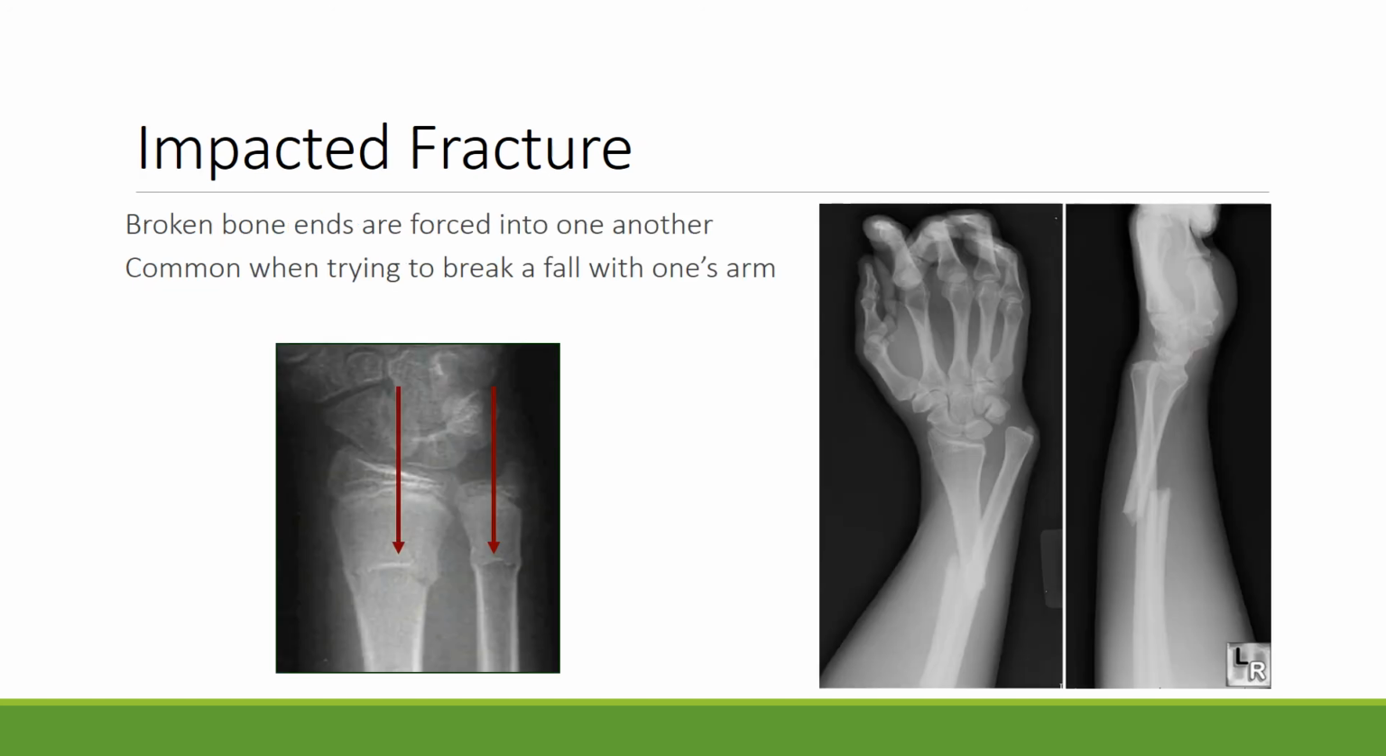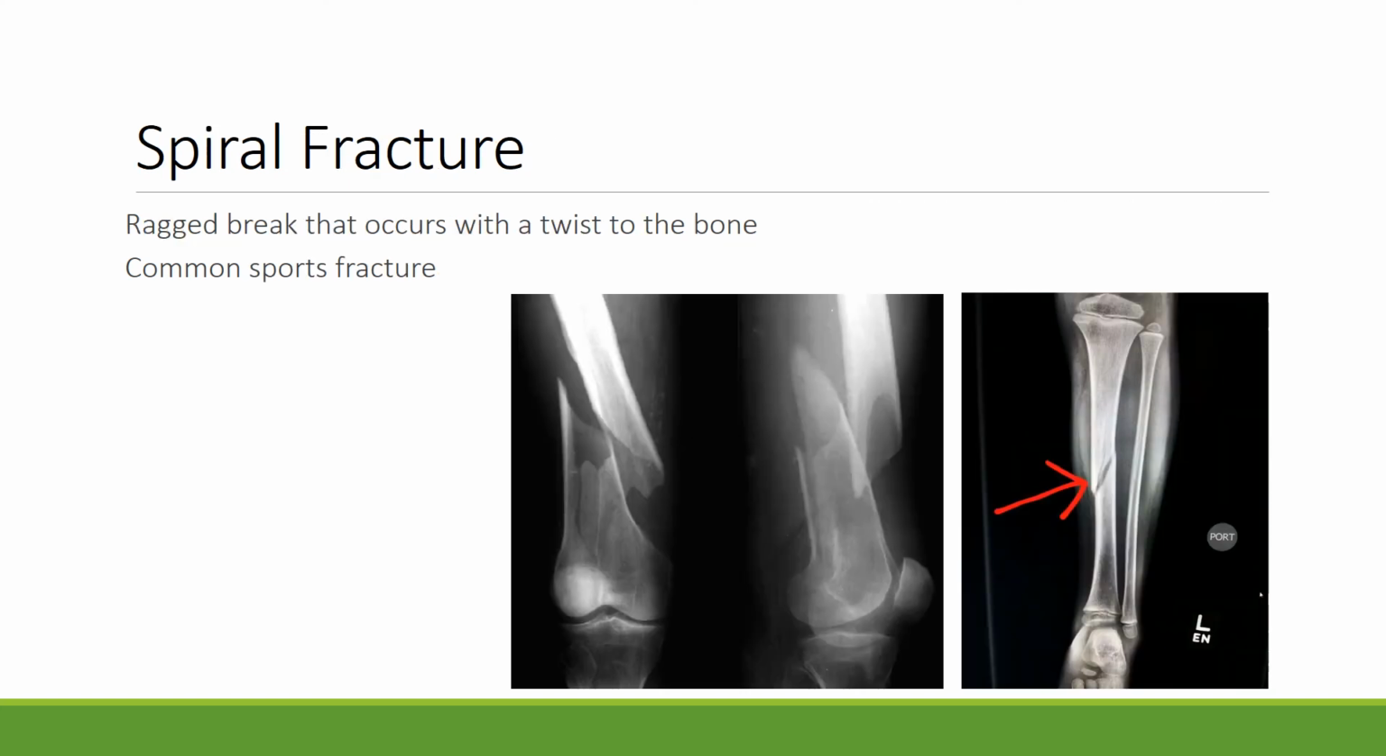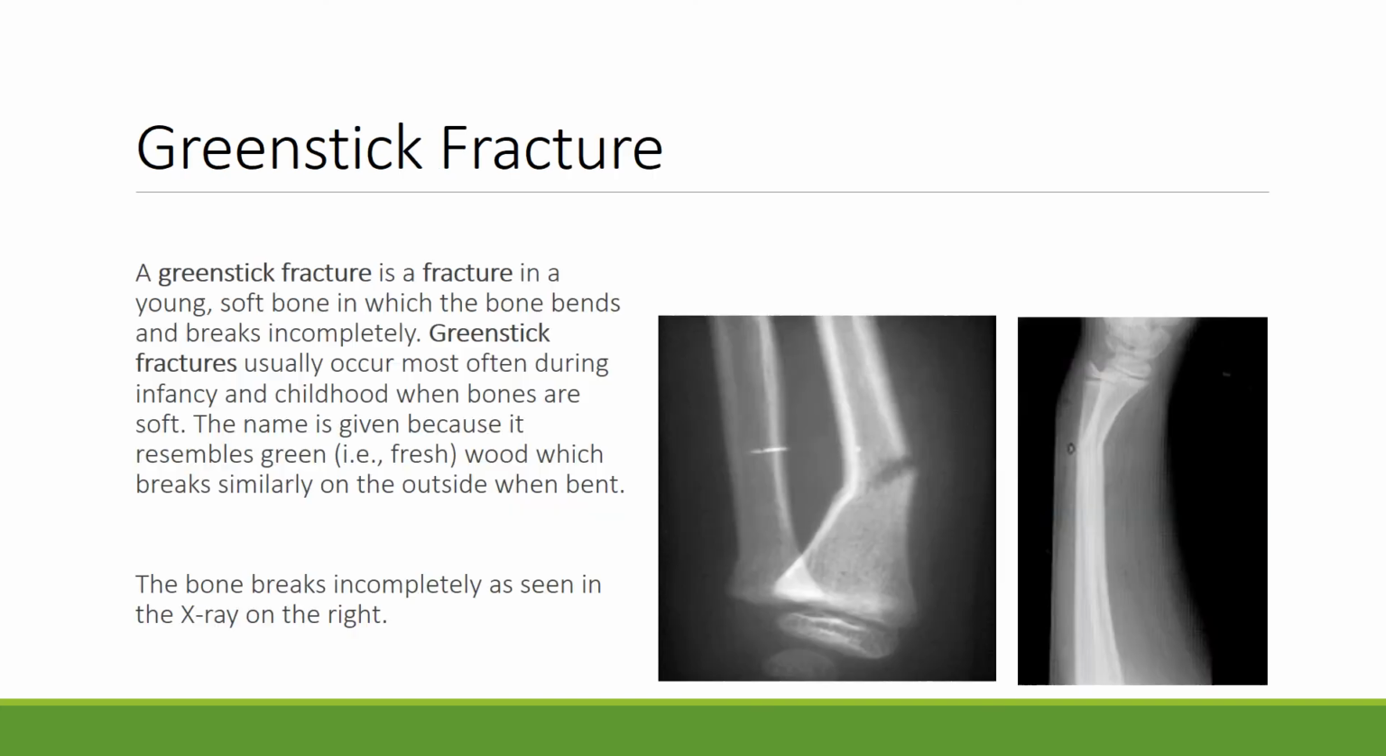An impacted fracture is a break in which the broken ends of the bone are actually forced into one another. It's a very common type of fracture that you see in someone who's trying to break their fall with their arm. A spiral fracture is a very common type of sports fracture. One example would be when someone was running and came down on their foot, and once they landed on their foot, their leg twisted because they had so much momentum.